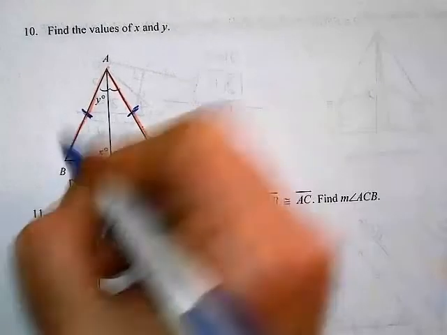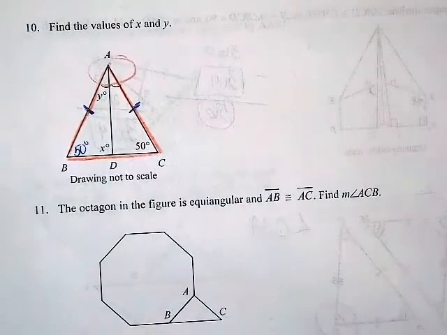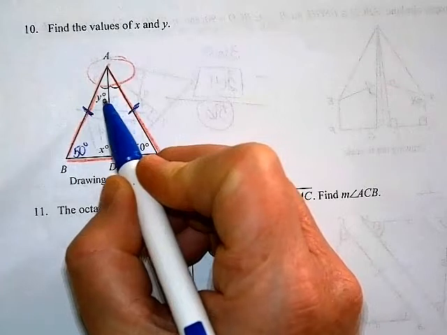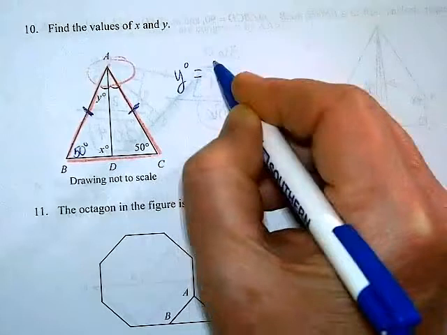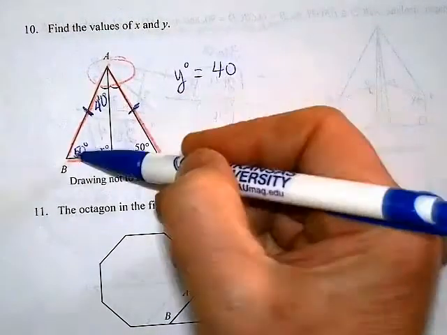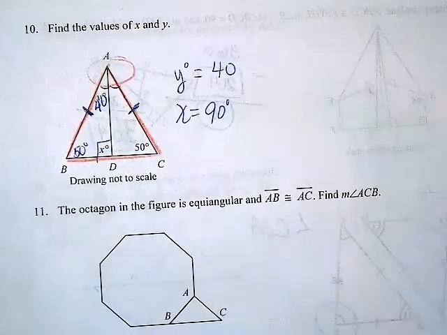Isosceles. In isosceles triangles, the base angles are congruent. So if that one's 50, the other one's 50. If you've got 50 on either end, what does this whole angle at the top have to be? 80. And it is conveniently split in two parts. So each part is 40, right? And if that is 40, and that's 50, what's left down here? 90.